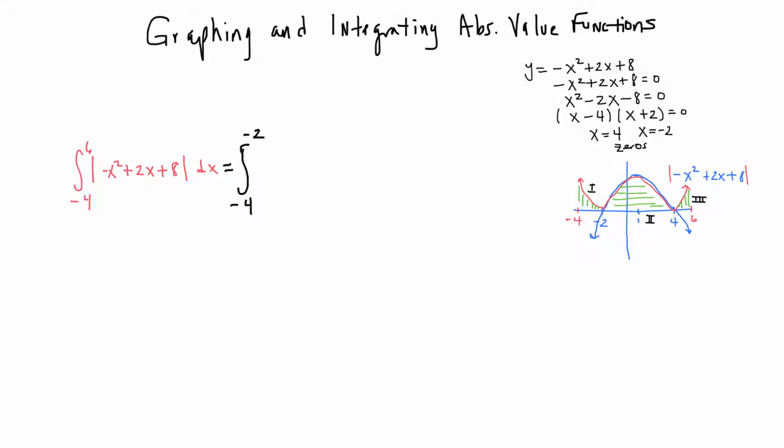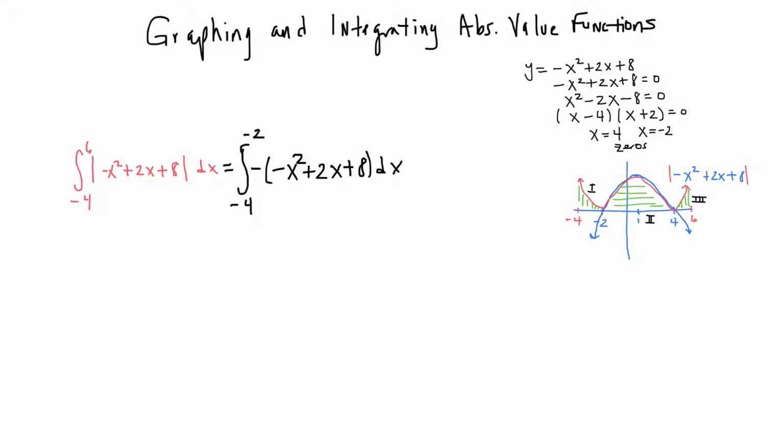To get the red function, you can think of it 2 ways. You can say you took the absolute value of the blue function, or you can say you took the blue function and you multiplied by a negative. Because isn't that what happens? If you have a negative and you multiply by a negative, then it turns positive. So then I'm going to say that I'm integrating from -4 to -2, and the function that I'm integrating is the opposite, or the negative, of the original function, -x squared plus 2x plus 8 with respect to x.